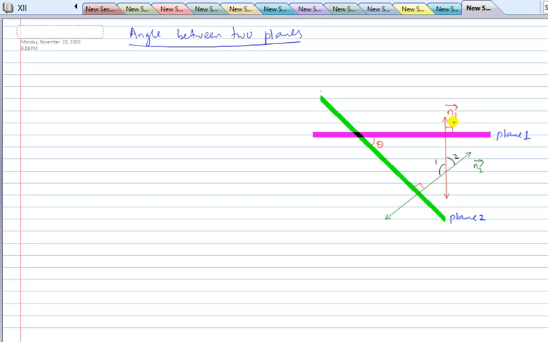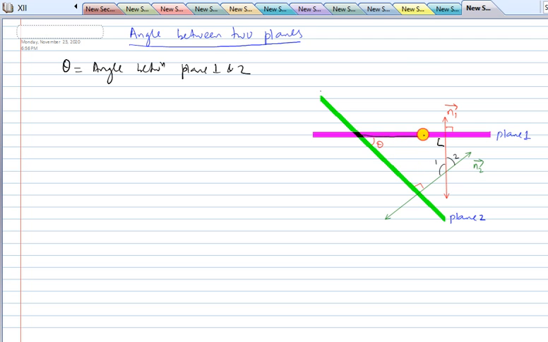Then I have constructed n1 which is normal to plane 1 and n2 which is normal to plane 2. So if they are normal, this angle will be 90 degree and this angle will also be 90 degree. Let us say theta be the angle between plane 1 and plane 2. This I have taken between plane 1 and 2. Okay. Now if this angle is theta, now you look at this quadrilateral.